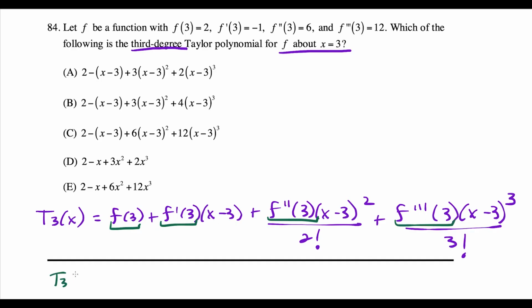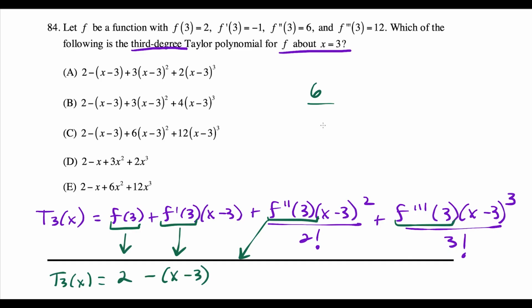Our third degree Taylor polynomial: f of 3 is equal to 2. So that's the first thing going here. So we have 2 plus, and then f prime of 3 is negative 1. So I'm going to have minus 1 times (x minus 3), which I could just write like this. And then our next coefficient, f double prime of 3, is equal to 6. So that's going to go here. So I'd have 6, and I'll just do that on the side.